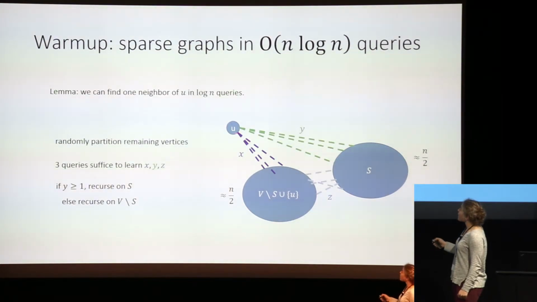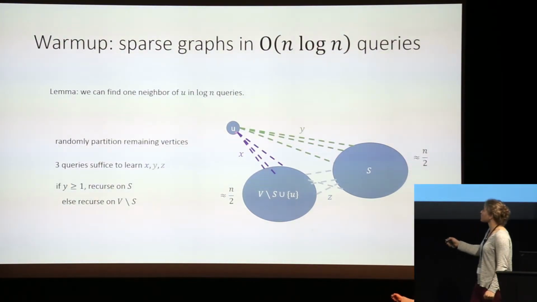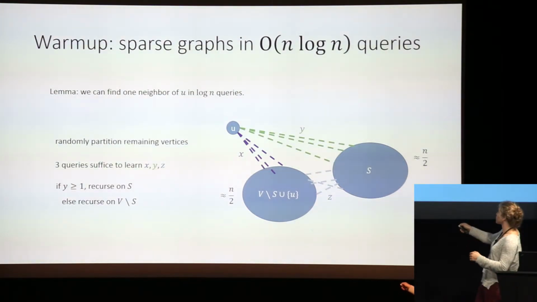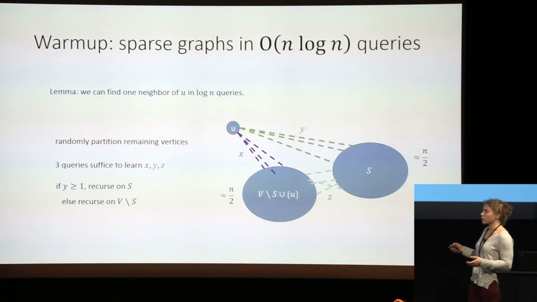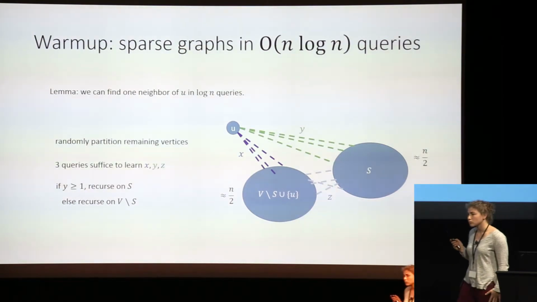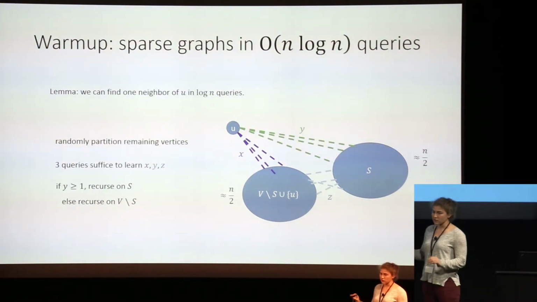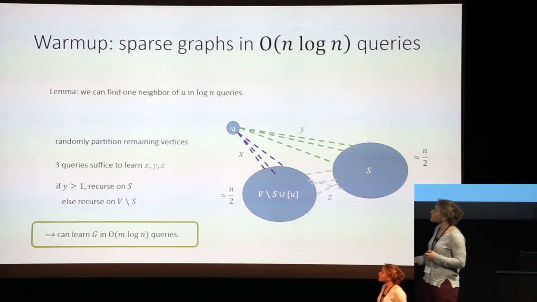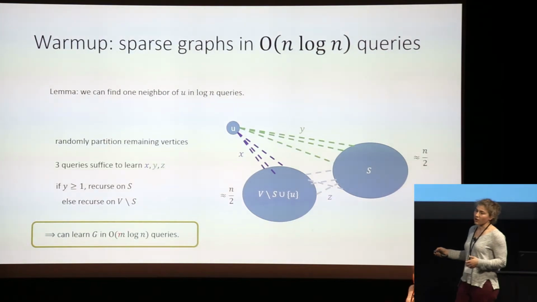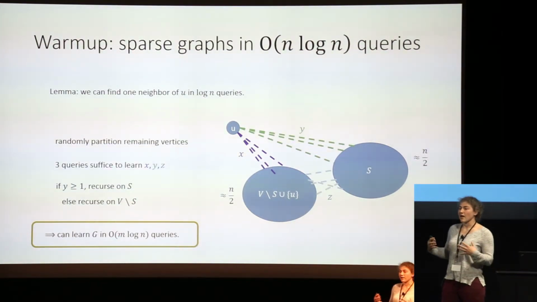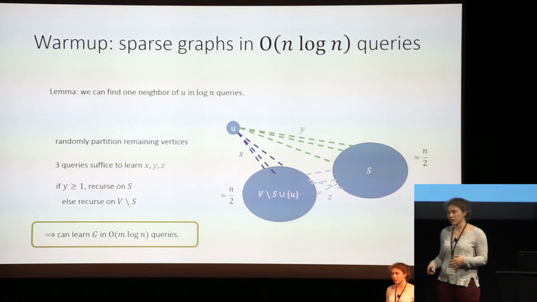And now, if there are any edges here at all, right, I can just recurse. I can throw away this whole part of the graph, and I can just recurse on u and S, right? Otherwise, I'll recurse on the rest of the graph, or I conclude that there just aren't any edges leaving u. Okay, and by doing this recursively a logarithmic number of times, I find one neighbor of u. This does not require sparsity. This I can do in any graph. But actually, this gives me that if I have a graph with m edges, I only require time order m log n to learn the entire graph and then compute the minimum cut with no additional queries.